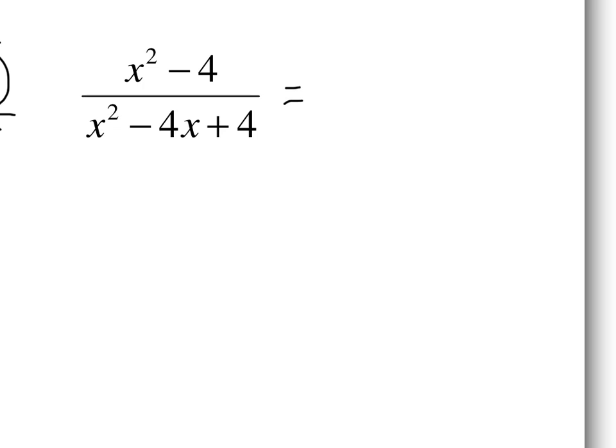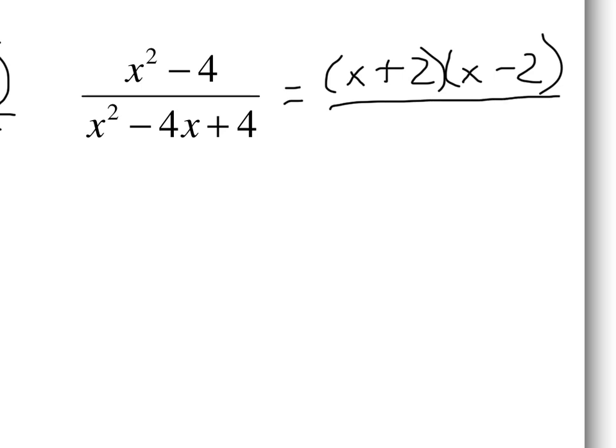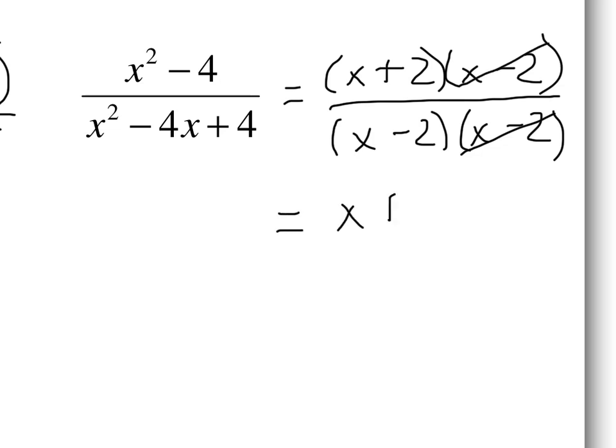Factor the numerator, that's a special product, a difference of perfect squares. You should be able to do that quickly. Special products allow us to factor quickly if we recognize them. How about that denominator? That's also a special product. Did you get x minus 2 times x minus 2? What can we cancel? The x minus 2's. We are left with x plus 2 over x minus 2.